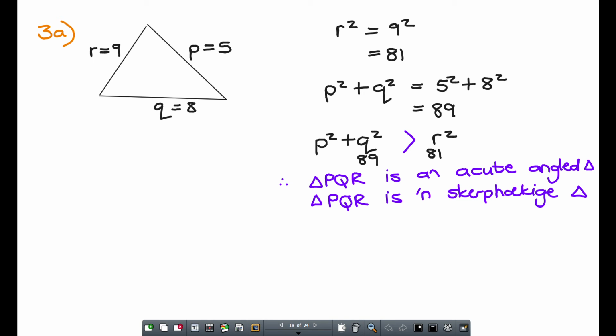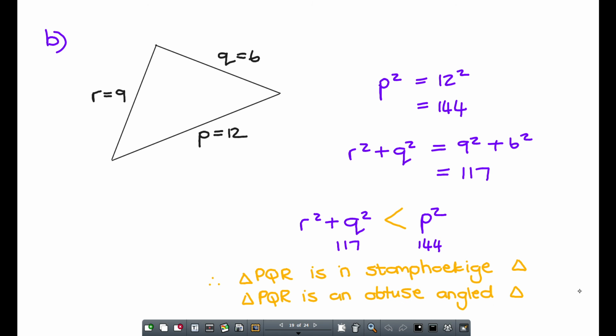Okay. So, any questions at 3A? Pretty straightforward. We took our longer side, squared it, got 81. Took the two short sides, squared and added, and that gave me 89. So if you look at these two numbers, which one was bigger? The p squared plus q squared, and that's why my sign looks like that. And that means that the hypotenuse or the longer side is shorter, so therefore an acute angled triangle. You guys good? Good. B.